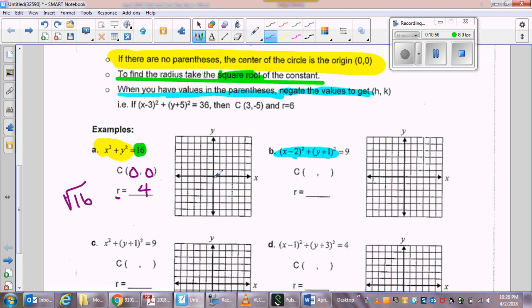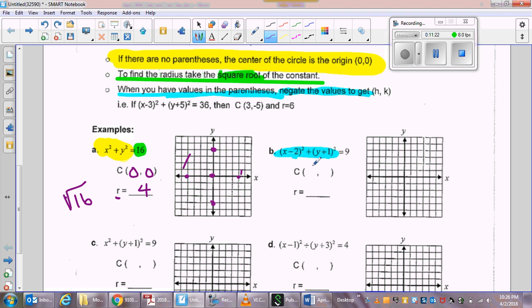And if I want to draw it, the center is at 0, 0. 4 is to the right, so I can go 1, 2, 3, 4, up 4, 1, 2, 3, 4, to the side 4, 1, 2, 3, 4, and then down 4, 1, 2, 3, 4. Then you just use your compass, or you just kind of freehand draw it, and that's going to be your circle.